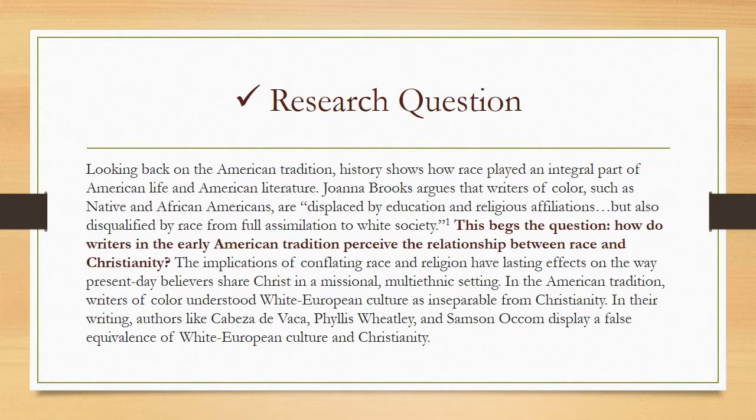I interacted with my source by asking a question based on Brooks' statement. This begs the question, how do writers in the early American tradition perceive the relationship between race and Christianity? This question is specific, it is arguable, and it is asking for an arguable, specific thesis. The answer to this question cannot be general, it cannot be broad, and it cannot be unarguable. It is arguable, it is specific, and it is narrow.